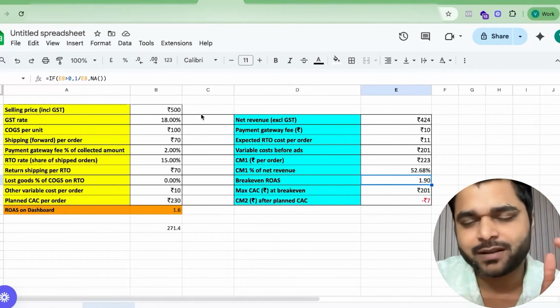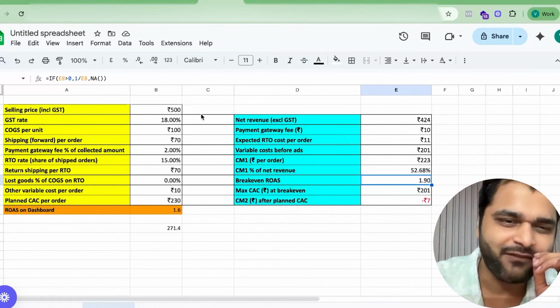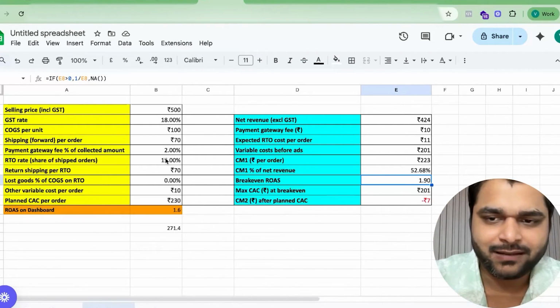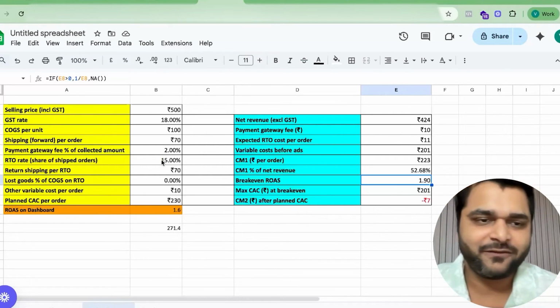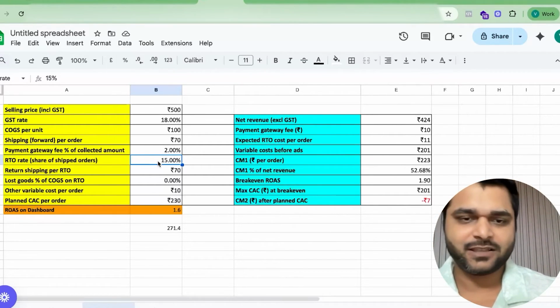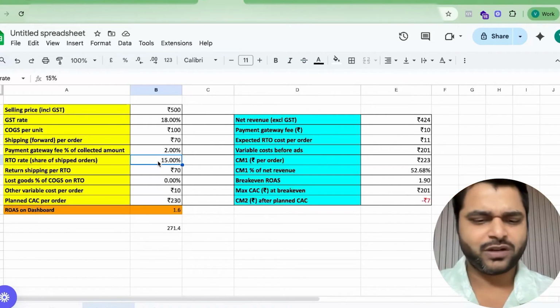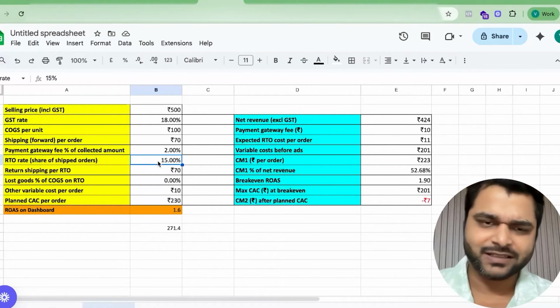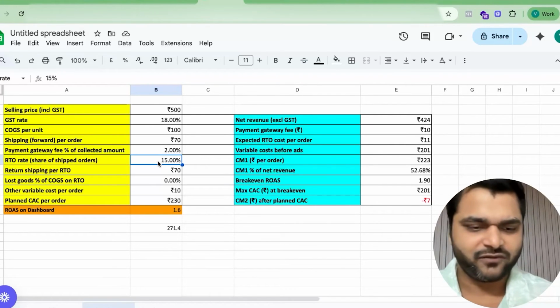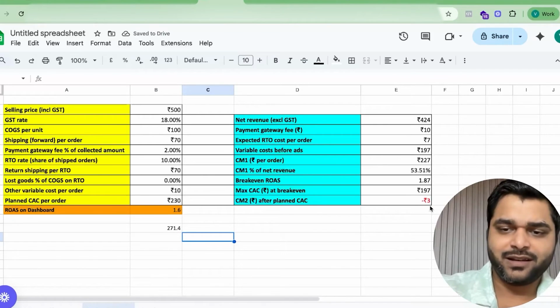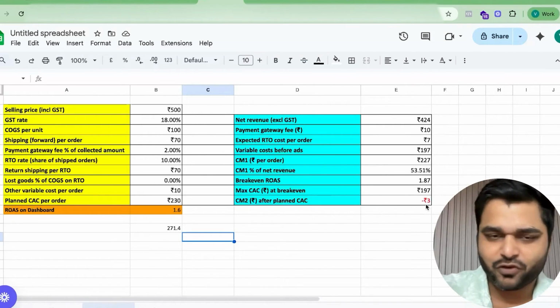The very first thought that people get is, okay, I have to lower my CAC. And obviously you should be lowering your CAC. But let's see one more thing here. Let's see if we control this RTO percentage, what happens then. Right now it is 15%. Let's see if I'm able to control it with a partial COD, WhatsApp confirmation, call confirmation. Let's say I'm able to control it at 10%, then you are still in loss, but at 4 rupees less.